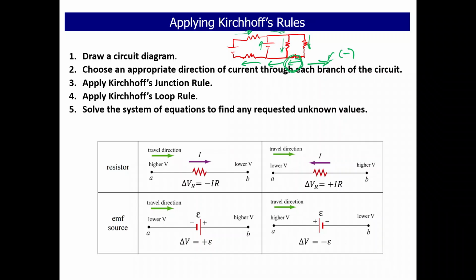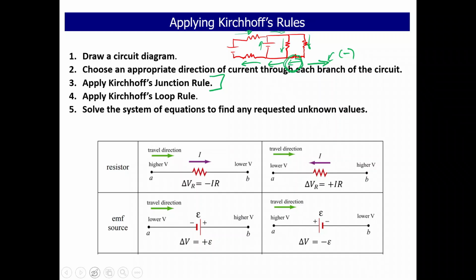Then what you're going to do is apply Kirchhoff's junction rule. And so you need to choose at least one junction. And depending on how complicated the circuit is, you may have to use more junctions. Usually you don't need to do every single junction because some of these junctions are going to be the same.